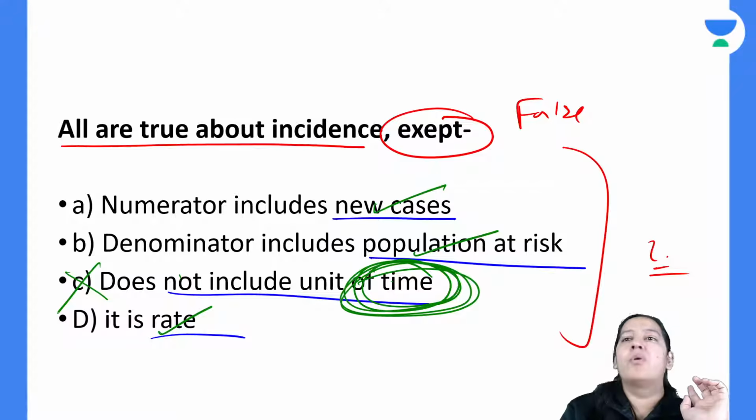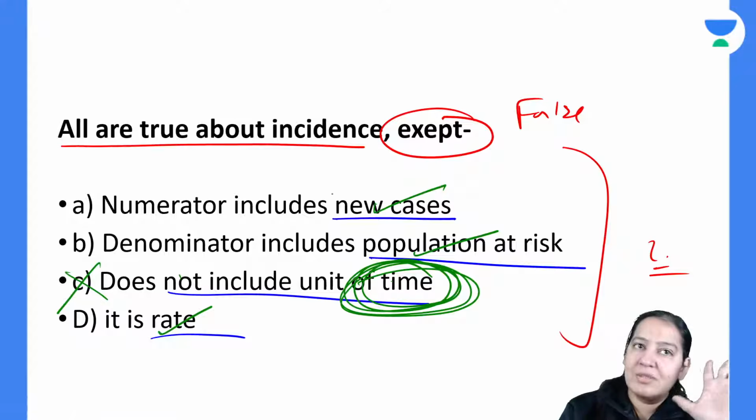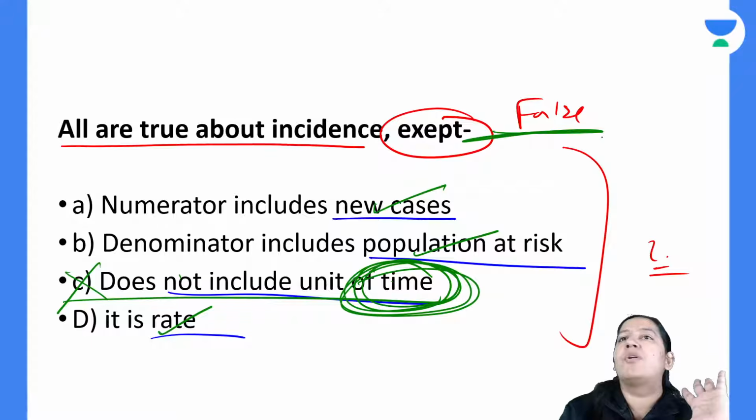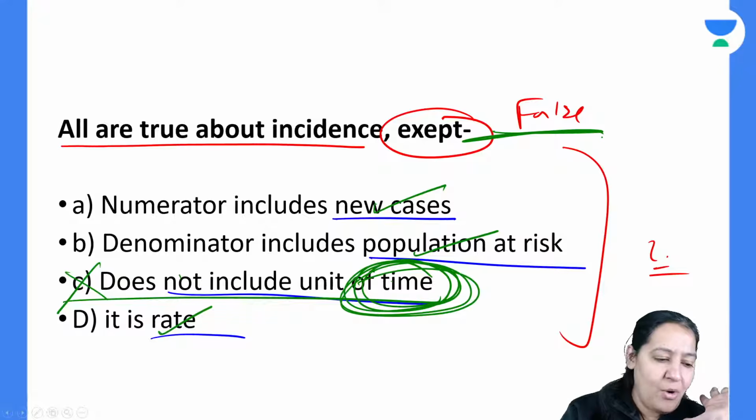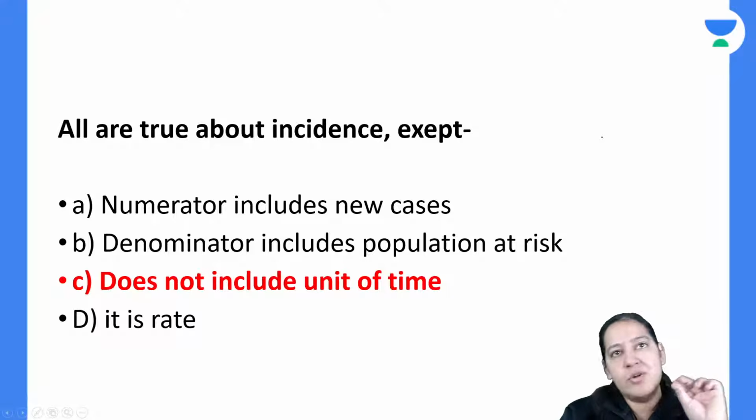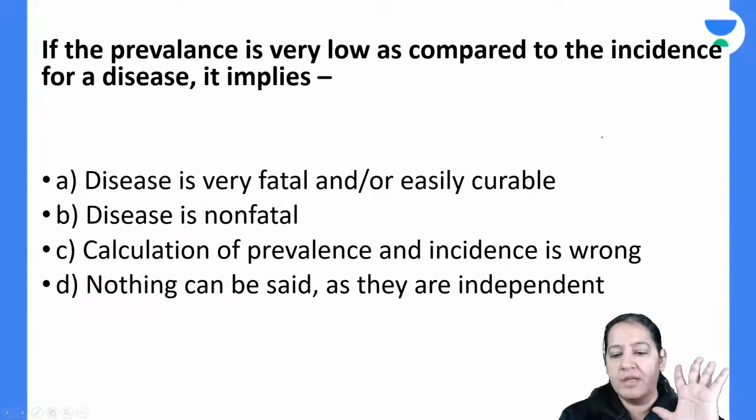This statement is wrong. So the correct answer is C, because this statement is wrong and in the question false is asked. Yes, you all are right. The correct is C. You got it because it always includes unit of time, right? Okay.